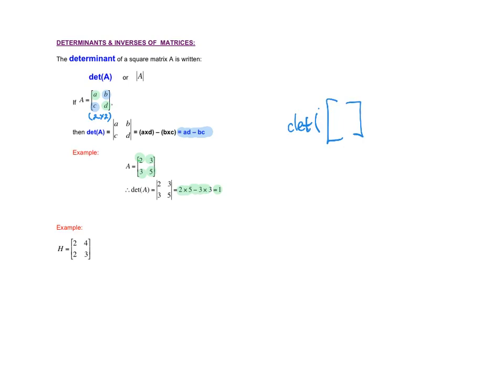So if we do this matrix H for the example, finding the determinant of H, we would say that is equal to 2 times 3 minus 4 times 2. So then you've got 6 minus 8 equals negative 2. So you can have a negative determinant and you can have a positive one. Why do we learn how to do the determinant? Because when the determinant equals 0, that can tell us certain things about certain problems.